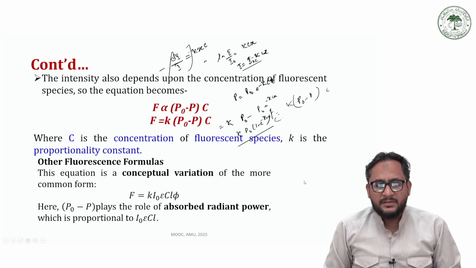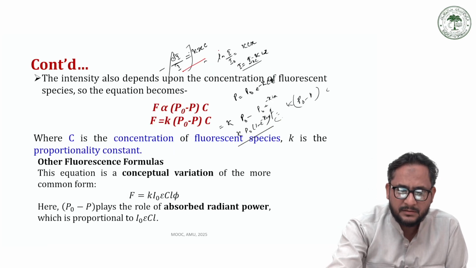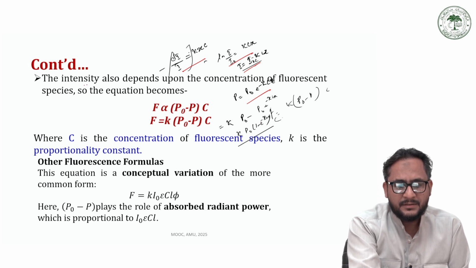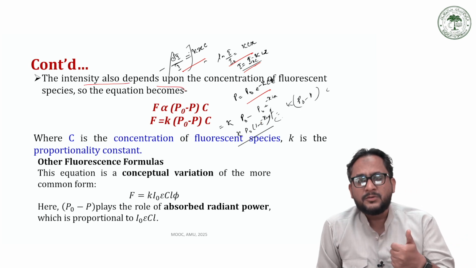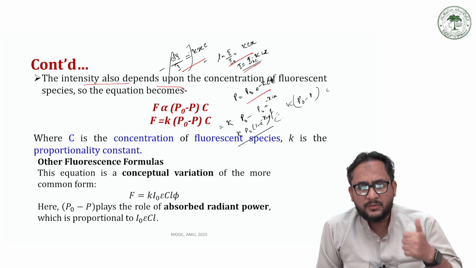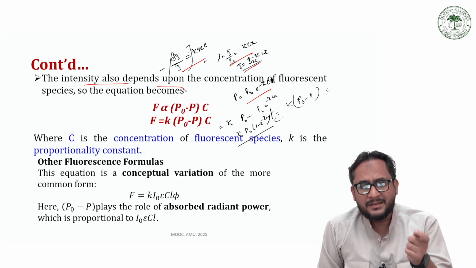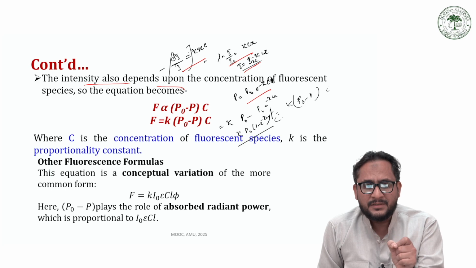The intensity of this light also depends on something else; this is some calculation that I am going to explain just now. The intensity of this fluorescence light also depends upon the concentration. So there are two parameters. One is the concentration, on which the intensity of the fluorescence light depends, and the other parameter is the difference in the intensity of the light radiation.